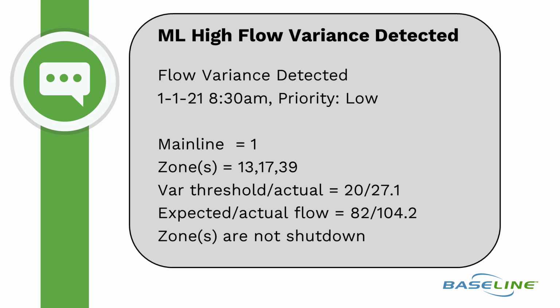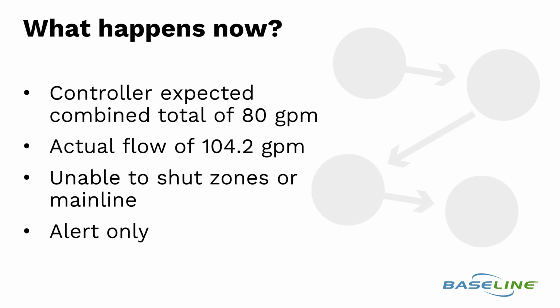Expected versus actual flow equals 82 versus 104.2. Zones are not shut down. What happens now? The controller expected a combined total of 80 GPM from all three valves that were running, but the actual flow was 104.2 GPM. The controller couldn't shut down any zones. This is an alert only.